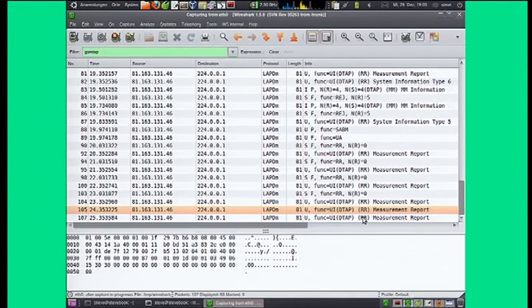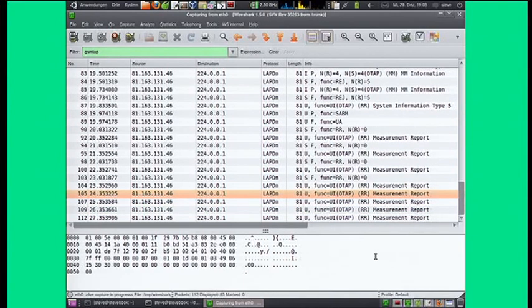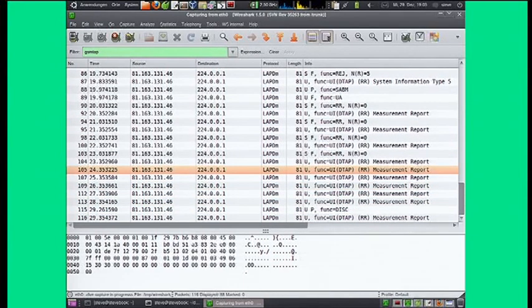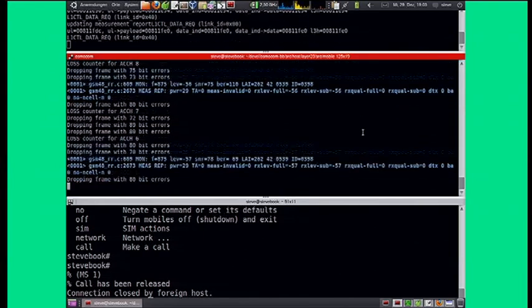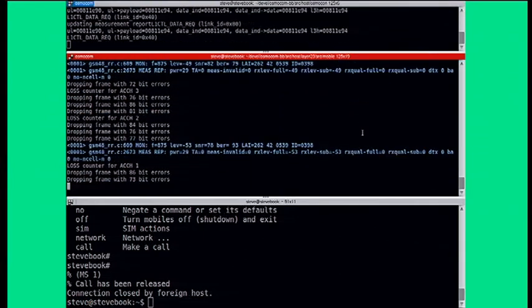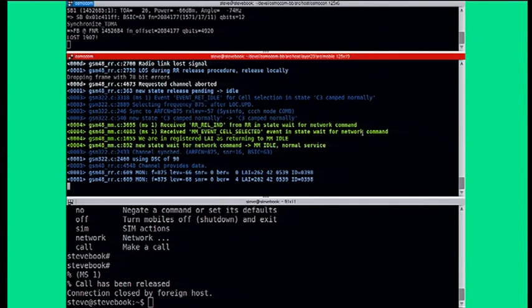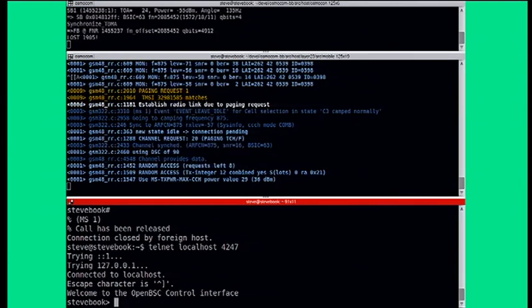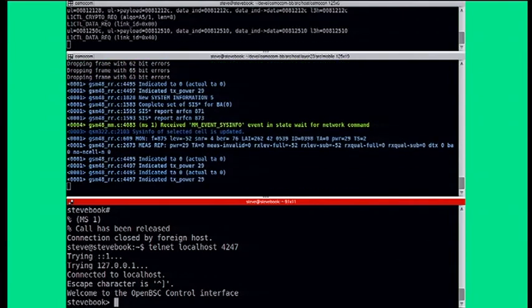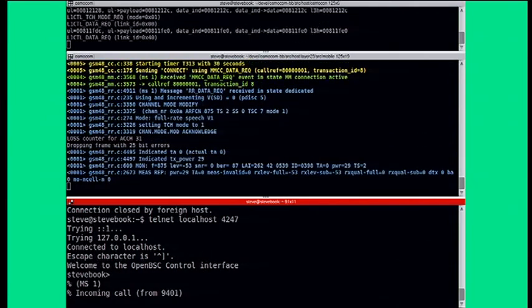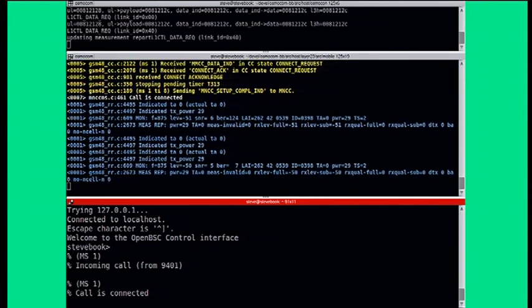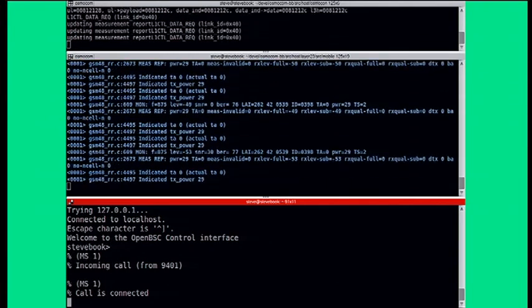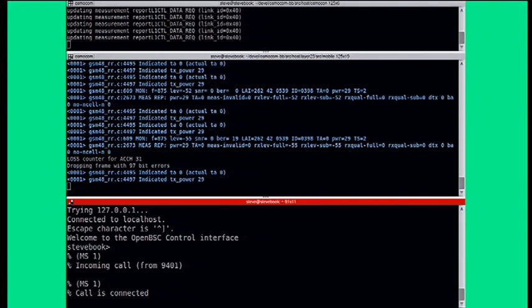Okay, now I'm going to call this phone. Let's see if it's already completely connected. No, it's completely connected. I was dialing too soon. Sorry for that. Yeah, that looks good. Yeah, call is connected. We have auto call. Now if you look in the Wireshark, you will see the setup request coming from my telephone number.